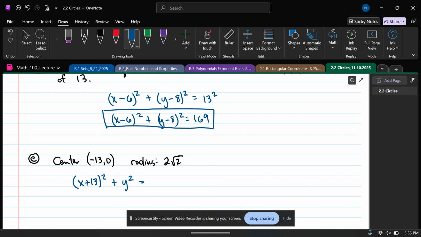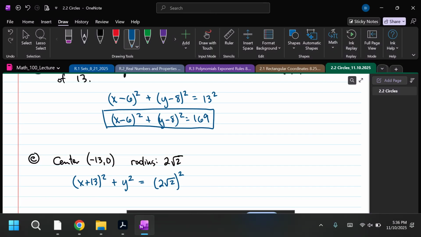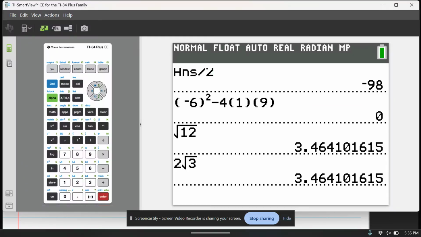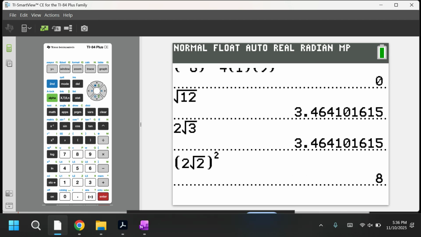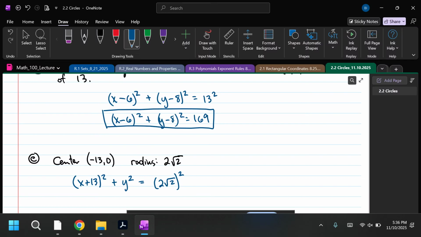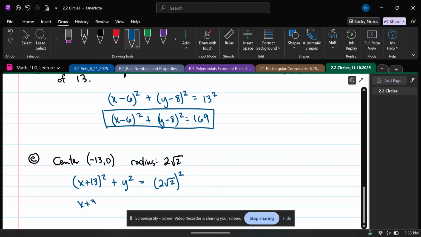And then we're squaring 2 radical 2. Okay? Don't let that get you nervous. Just put it in parentheses, 2 square root of 2, and close the parentheses squared, and it's going to be 8. So we got x plus 13 squared plus y squared equals 8. Boom.